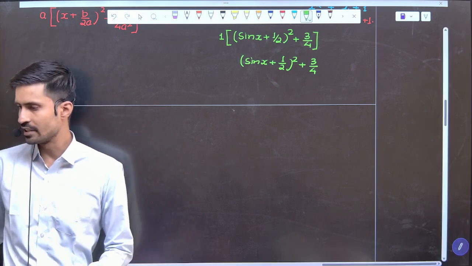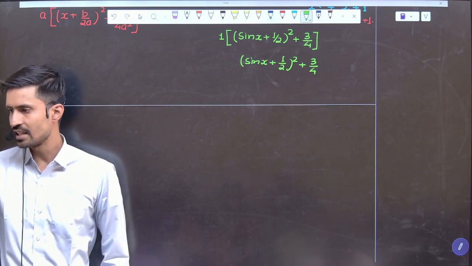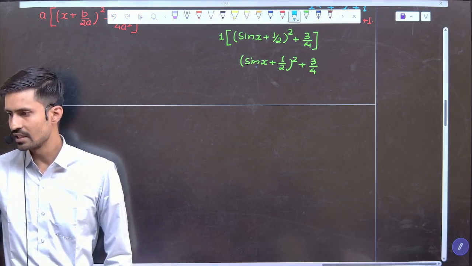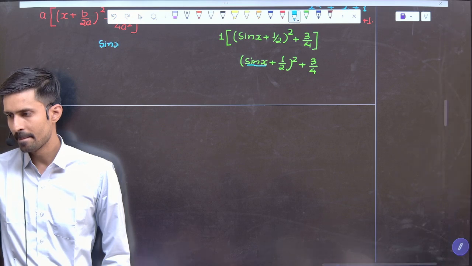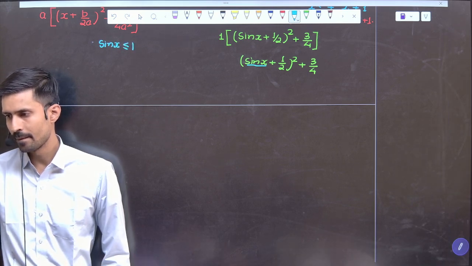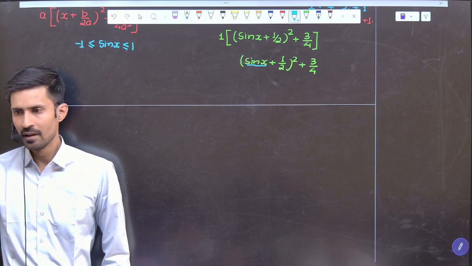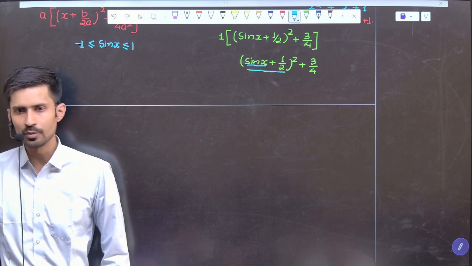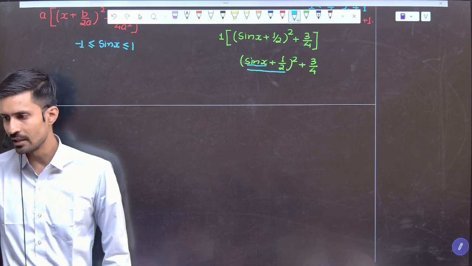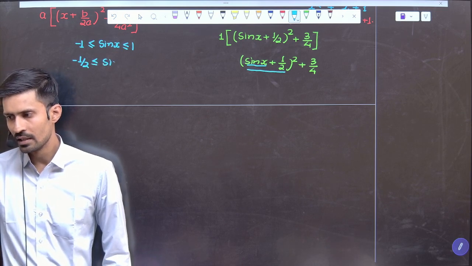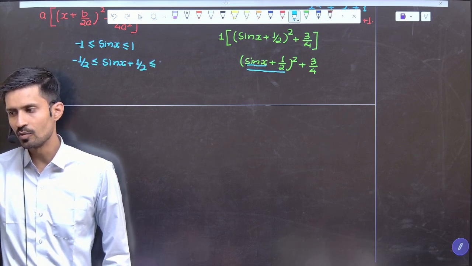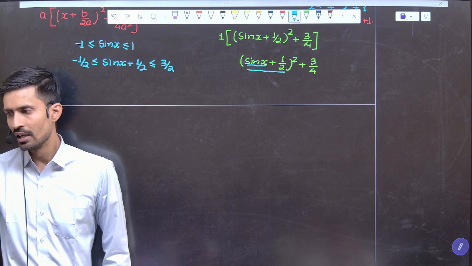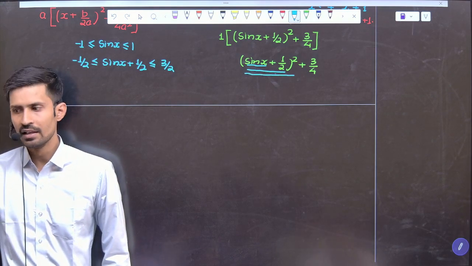Sin x lies between minus 1 and 1. So I will start from sin x. Now I will cover sin x plus 1 by 2. I will add 1 by 2. What this will become? Minus 1 by 2 less than equals to sin x plus 1 by 2 less than equals to 1 plus 1 by 2, 3 by 2. Now we have to cover the squaring.